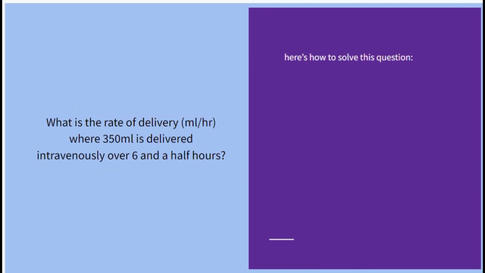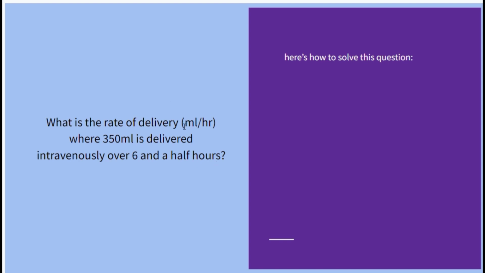Okay guys, question number 3. This one is very easy. It's asking us about something like an IV pump. What is the rate of delivery? And they're telling you the unit, mLs per hour. So basically, they're telling us to run 350 mLs in 6.5 hours.